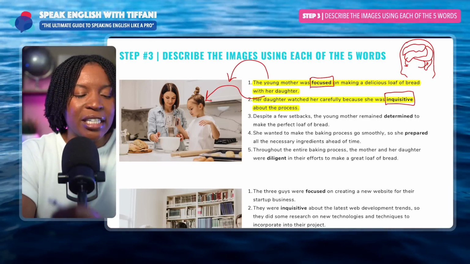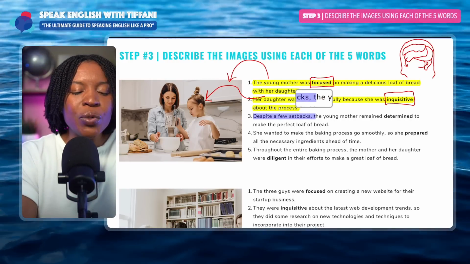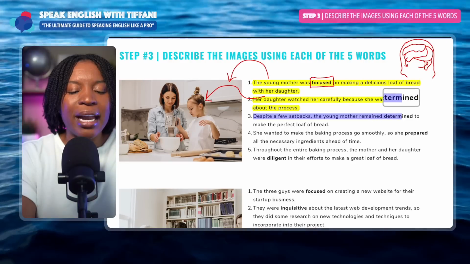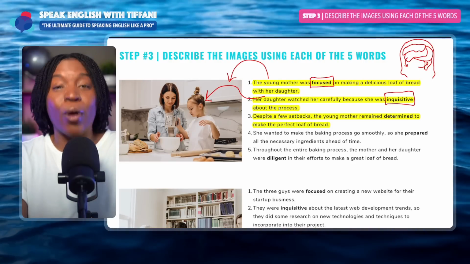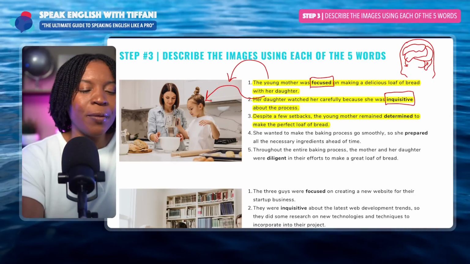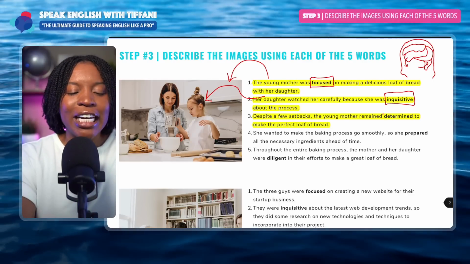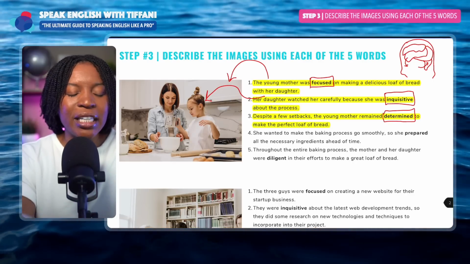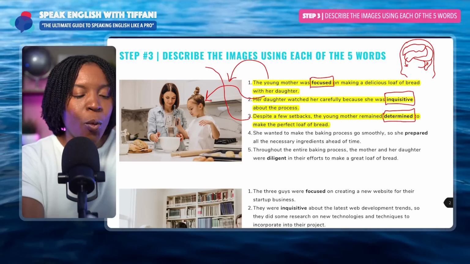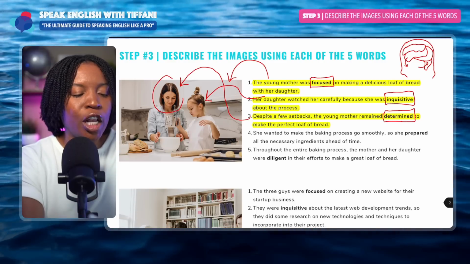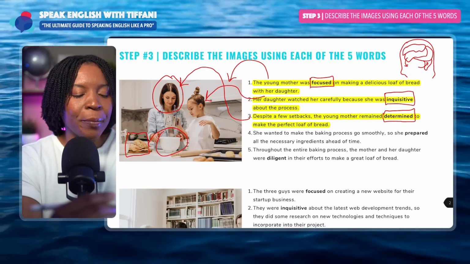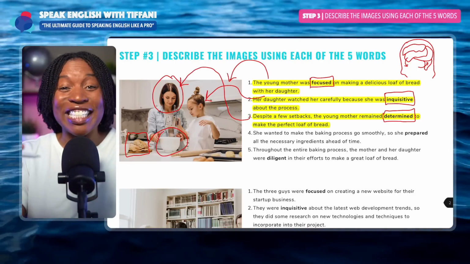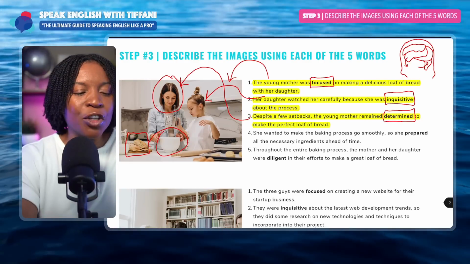Look at the third sentence. Here we go. Despite a few setbacks, the young mother remained determined to make the perfect loaf of bread. What's the key word? What's the word we have? Determined. You can tell the mother wants to make this loaf of bread with her daughter. She's determined. You got it, right? Check out the fourth sentence.